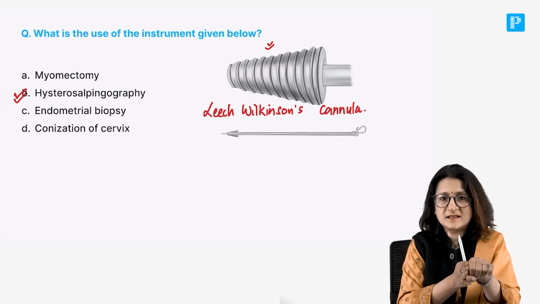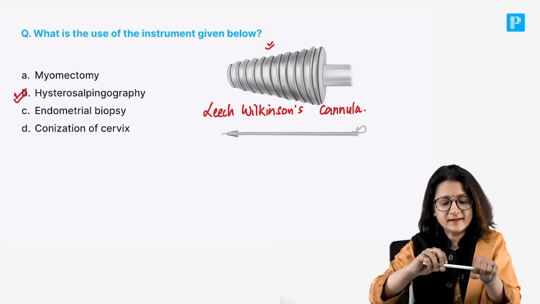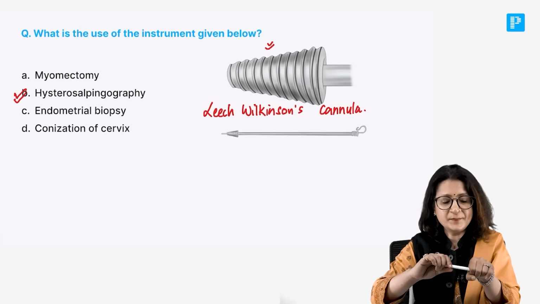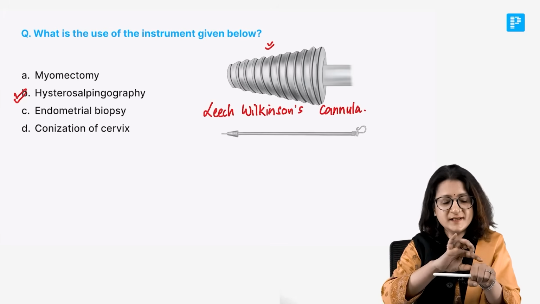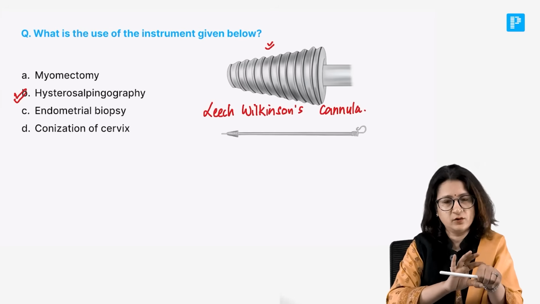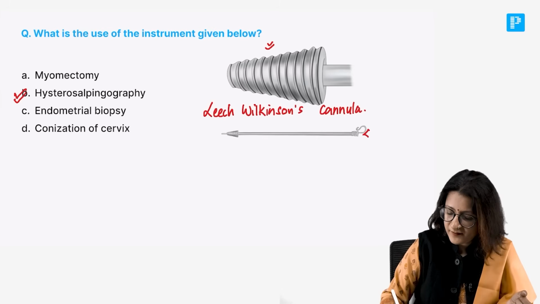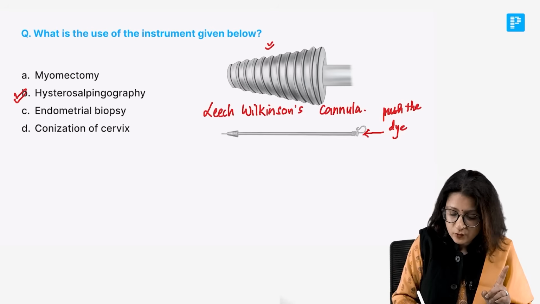Let's suppose this is the external os, this is the internal os. So we introduce it like this, rotate it, introduce it, and lodge this end inside the endocervical canal, fit it snugly. And then via this end, we introduce the dye, we push the radio-opaque dye. Then this dye enters into the uterine cavity. Can you see here like this? This is the way it is fitted.